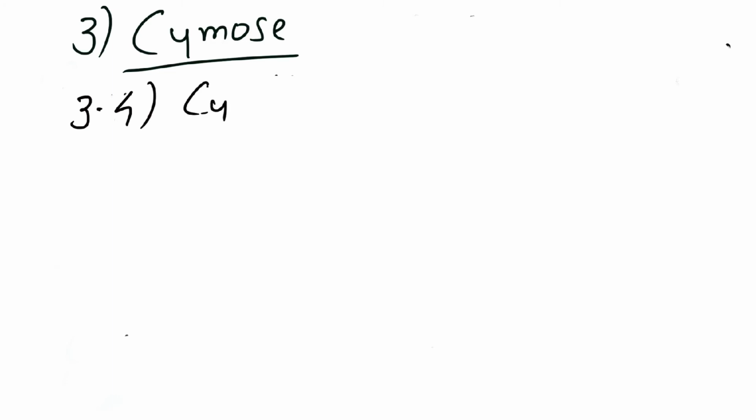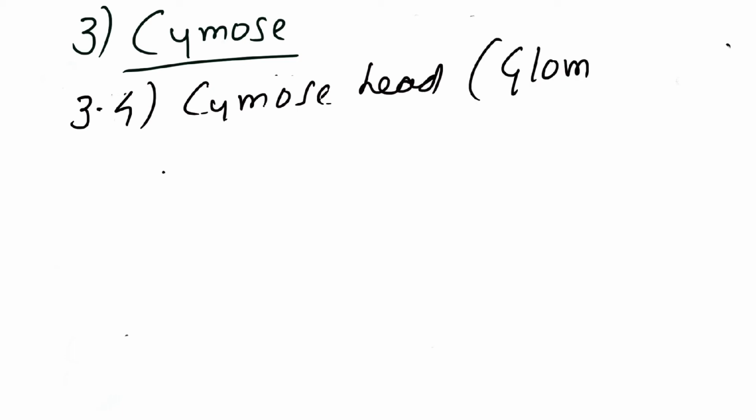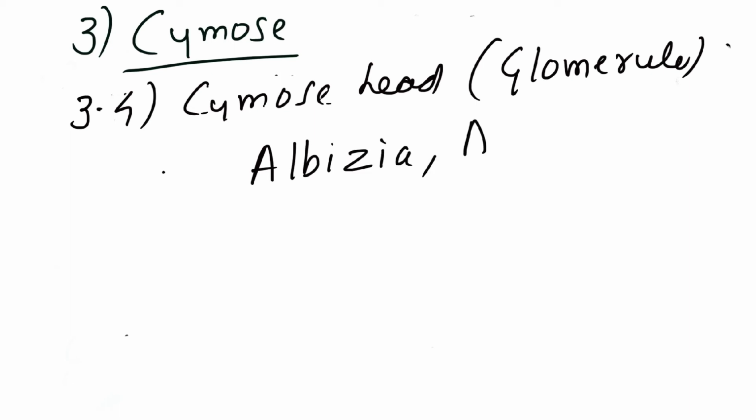Going on to the fourth case, it's the Cymose head, a kind of condensed cyme type of inflorescence. And here the inflorescence is also called glomerule. Two notable cases are Albizia and Acacia or Kikar. Kikar is the vernacular name for Acacia, so note that point.